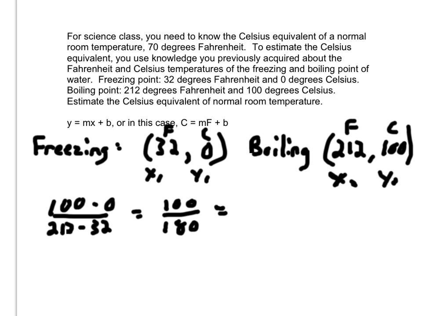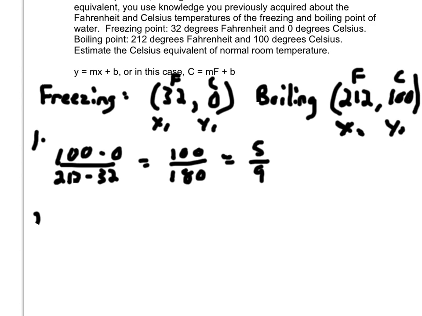So that's going to break down. Eventually, we divide both those by 20, and we get 5 over 9 for our slope value. Okay, so our m equals 5/9. So there's step 1.